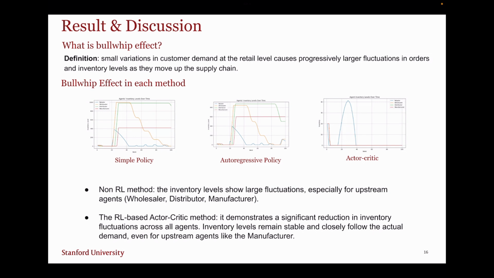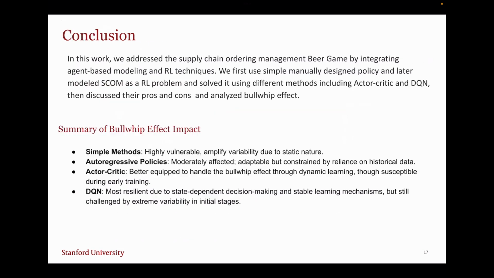The inventory levels show large fluctuations, especially for upstream agents. But the AC method shows a significant reduction in inventory fluctuations across all agents. Inventory levels remain stable and closely follow the actual demand, even for upstream agents like the manufacturer.